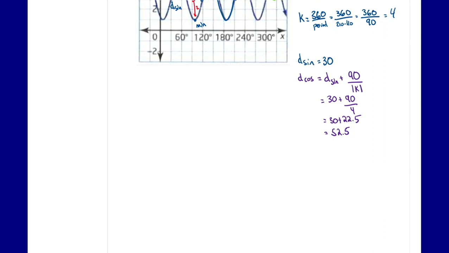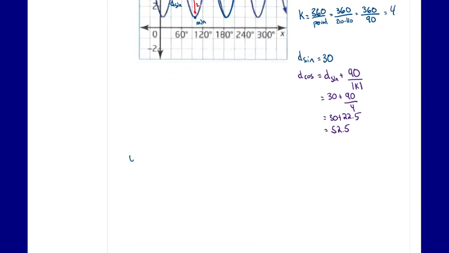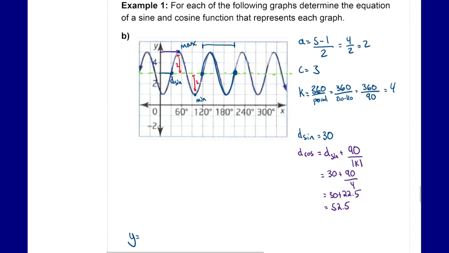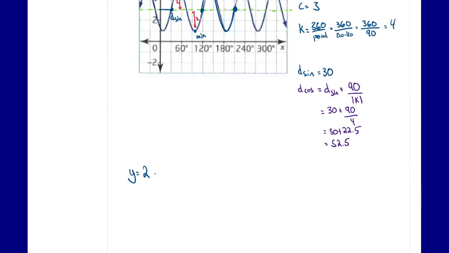So now that I have all my values, I can write out my functions. So y equals, I'll do sine first. a is 2, so 2 sine, and then in brackets, k is 4, x minus 30 for sine, plus 3. And then for cosine, it's going to be almost exactly the same: 2 cosine, 4x minus 52.5, so that's the key difference, and then plus 3. So again, everything's going to be exactly the same except for that d value.